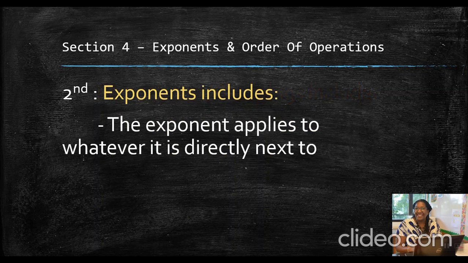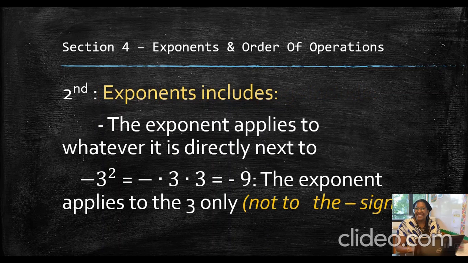Secondly, exponents: the exponent applies to whatever it is directly next to. So negative 3 squared equals the negative sign times 3 times 3. Notice there's only one negative sign, the one out in the front. 3 times 3, and that answer is negative 9. The exponent applies to the 3 only and not to the negative sign.